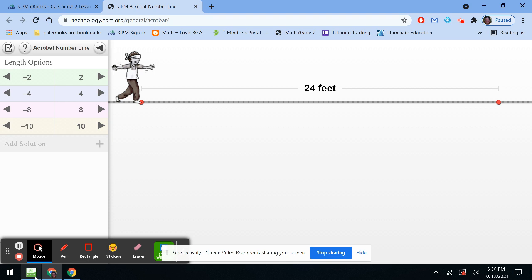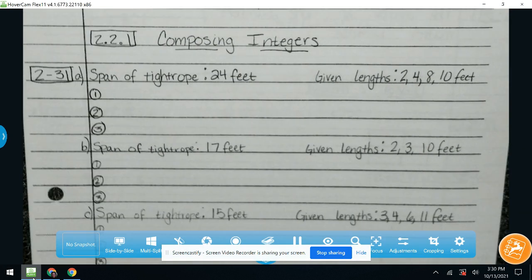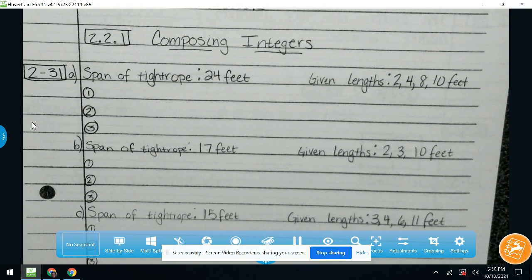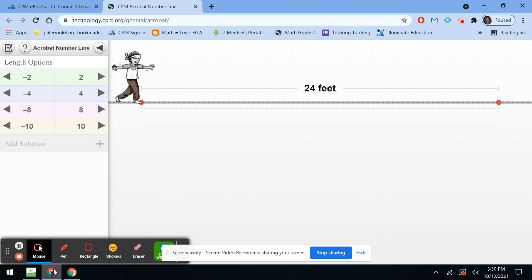And as we're figuring that out, we're going to be placing that right here on 2-31 Alpha. Again, the span of the tightrope is 24 feet. These are the feet that he can move at a time. And we're going to draw a diagram of what's happening right here. So I'm going to go right here. We've got this right here.